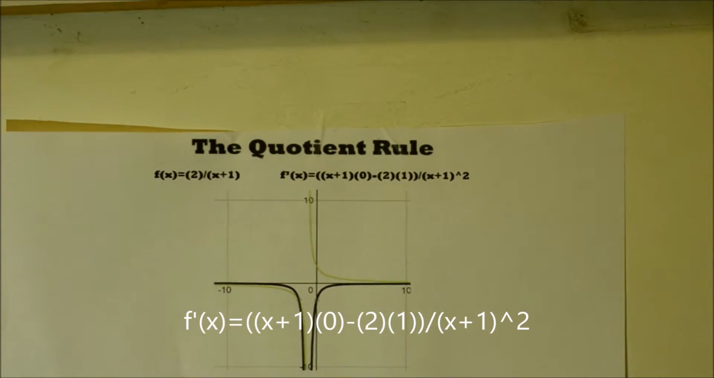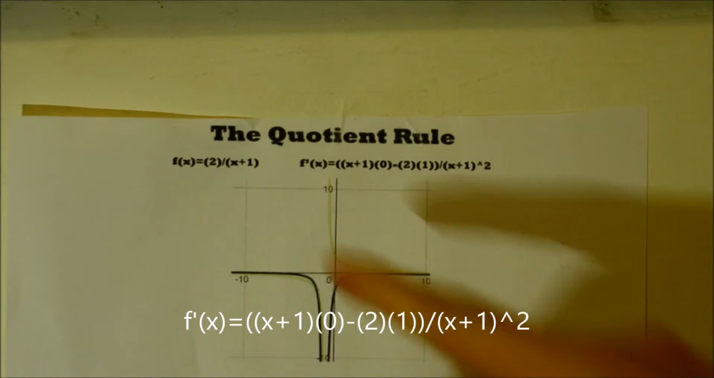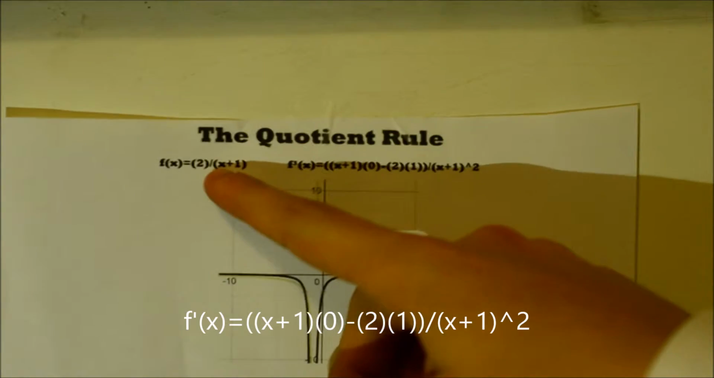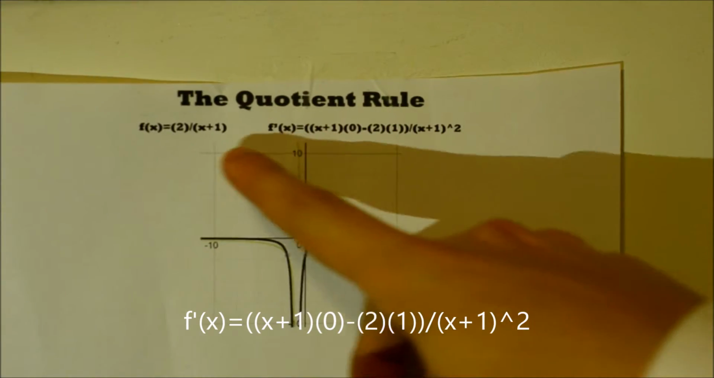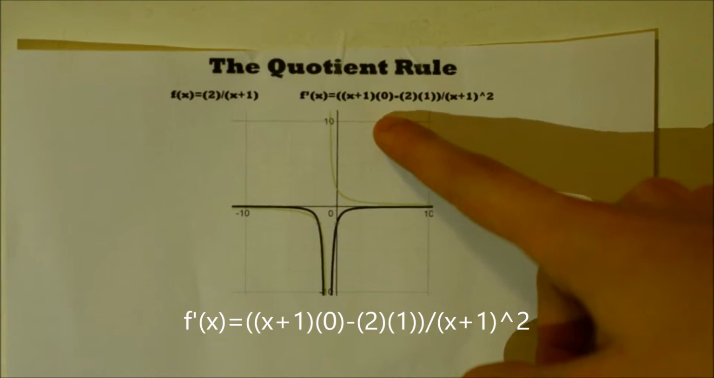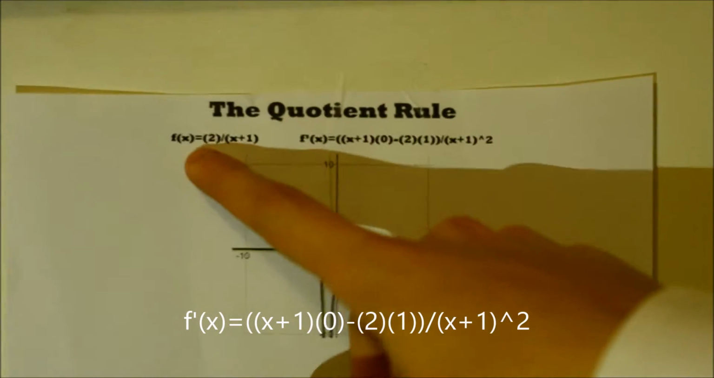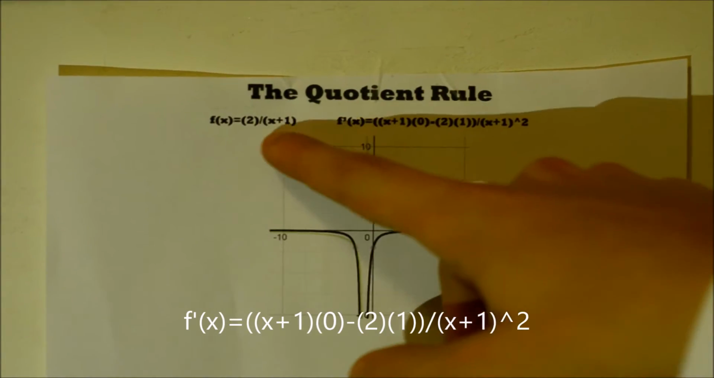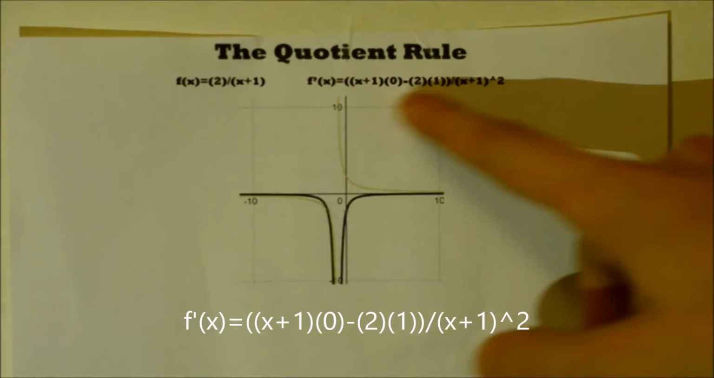Then, for the numerator, which is a bit more complicated, you will take the denominator, x plus 1, and multiply it by the derivative of the numerator, which is 0. Then you will subtract the numerator, 2, times the derivative of the denominator, which is 1, for your whole derivative.